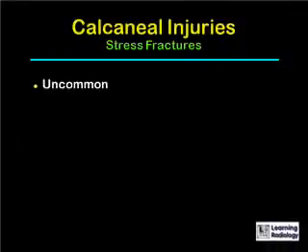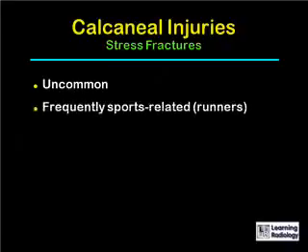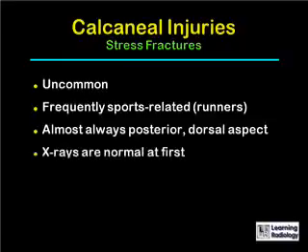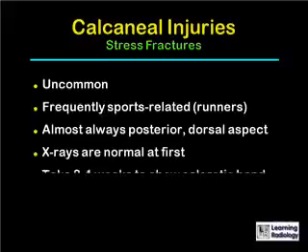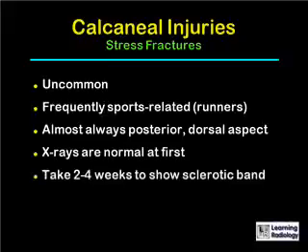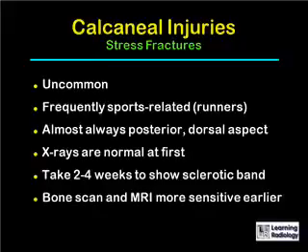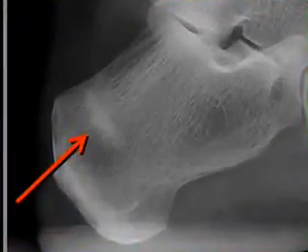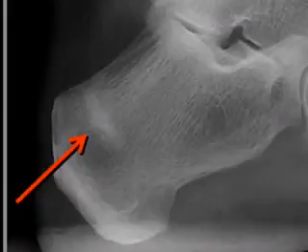Stress fractures of the calcaneus are uncommon. They frequently are sports-related, as in runners or in military individuals. They almost always are posterior and along the dorsal aspect of the calcaneus. X-rays will be normal at first and may take from 2 to 4 weeks before they show a classical sclerotic band in this location. A bone scan and an MRI, as with stress fractures of the metatarsals, will be positive earlier and is more sensitive. This is a classical example of a stress fracture of the calcaneus. The red arrow is pointing to a sclerotic band in the posterior and dorsal aspect of the calcaneus.